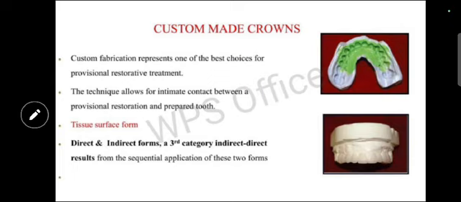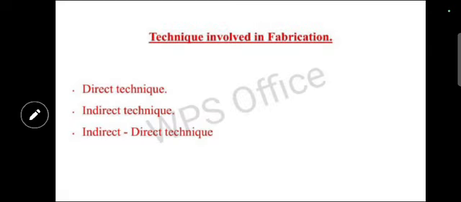Custom made crowns represent one of the best choices for provisional restorative treatment. This technique allows for intimate contact between a provisional restoration and a prepared tooth. Tissue surface form: direct and indirect forms. The third category, indirect direct, results from the sequential application of these two forms.